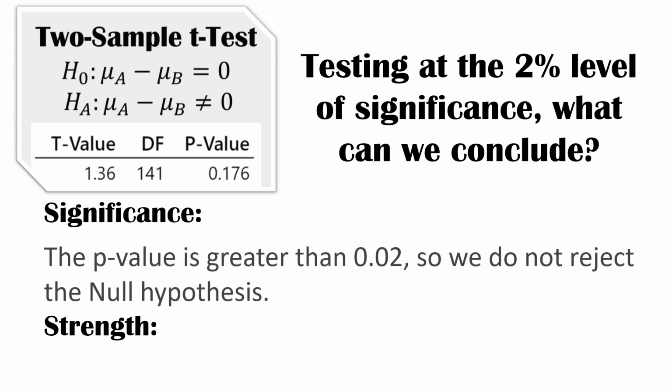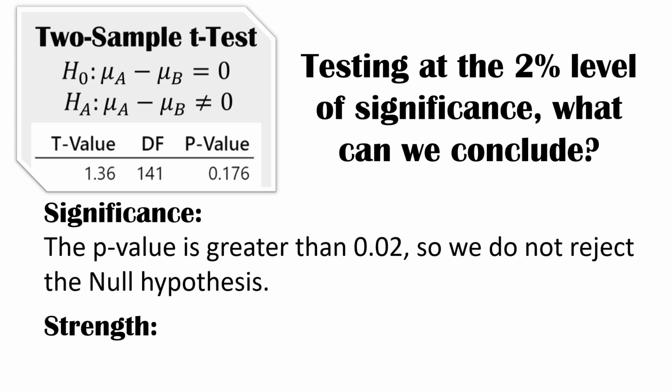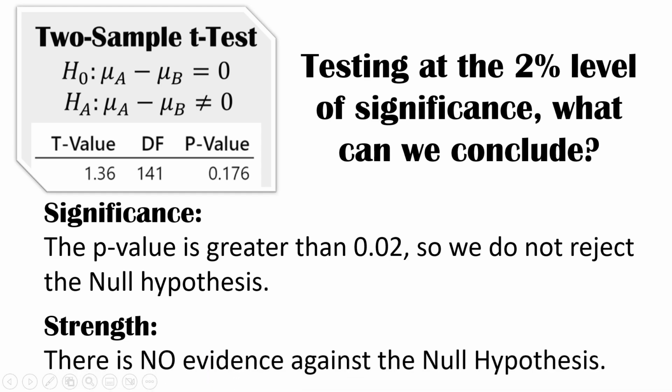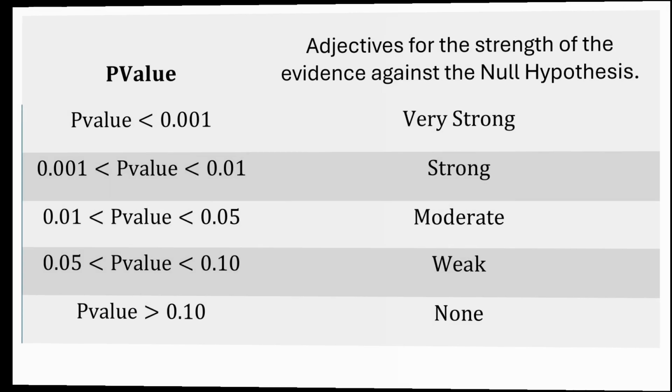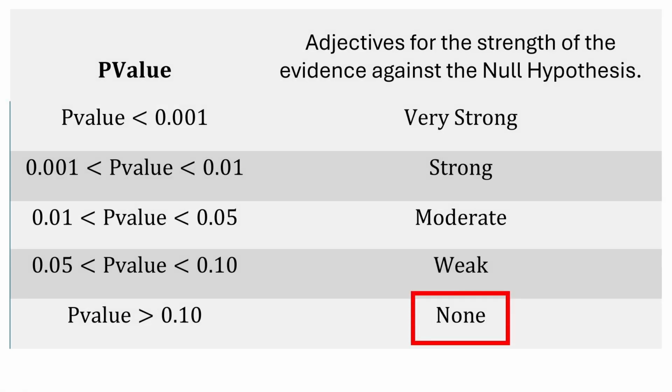So here, the significance: the p-value is greater than 2%, so we do not reject the null hypothesis. You can see the p-value is almost 10 times the level of significance. The p-value is pretty close to 20%, which is 10 times more than the level of significance. So there's no doubt at all that we're not going to reject. The strength of the evidence against the null hypothesis: there is no strength. It's zero strength. There is no evidence against the null hypothesis. And that's because of where we are on our table with adjectives.